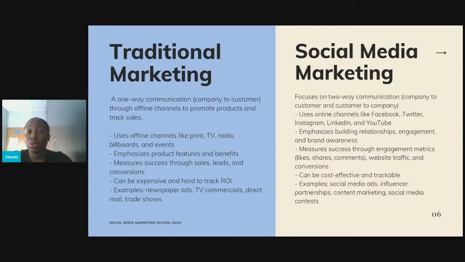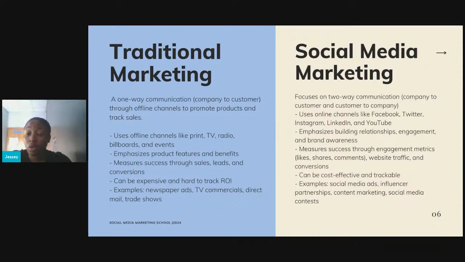And then we go down to social media marketing, and this is a two-way communication, company to customer and customer to company, right? You as a company, you can reach out to your customer, and vice versa, they can reach out to you. They can communicate their challenges or problems, or if they have opinions about a feature request or whatever it is, it's a two-way communication, goes both ways. Social media marketing uses online channels like Facebook, Twitter, Instagram, LinkedIn, and YouTube. There are other platforms out there. You have TikTok, other platforms that social media utilizes, right?